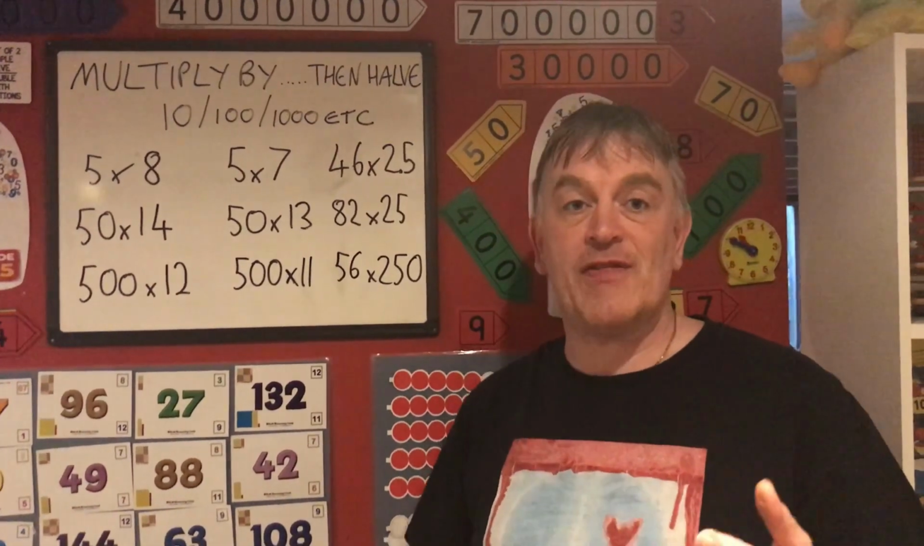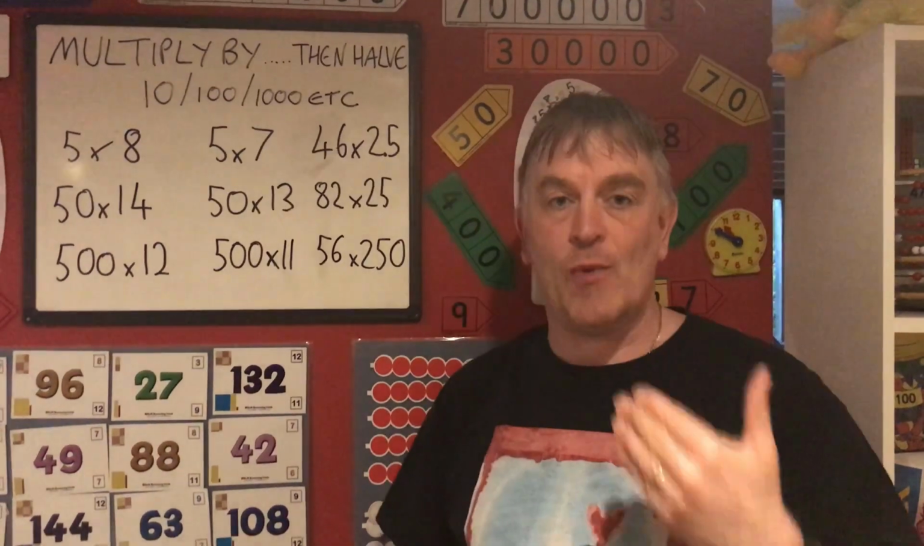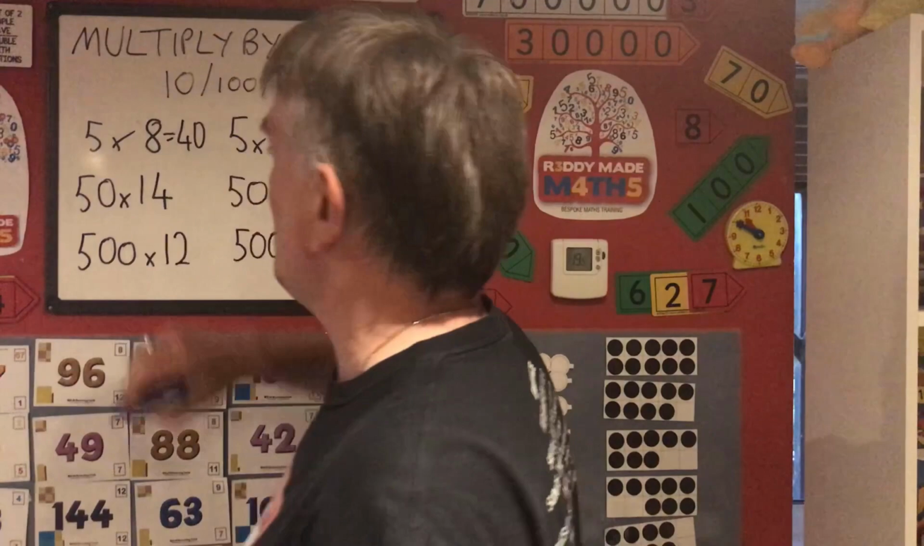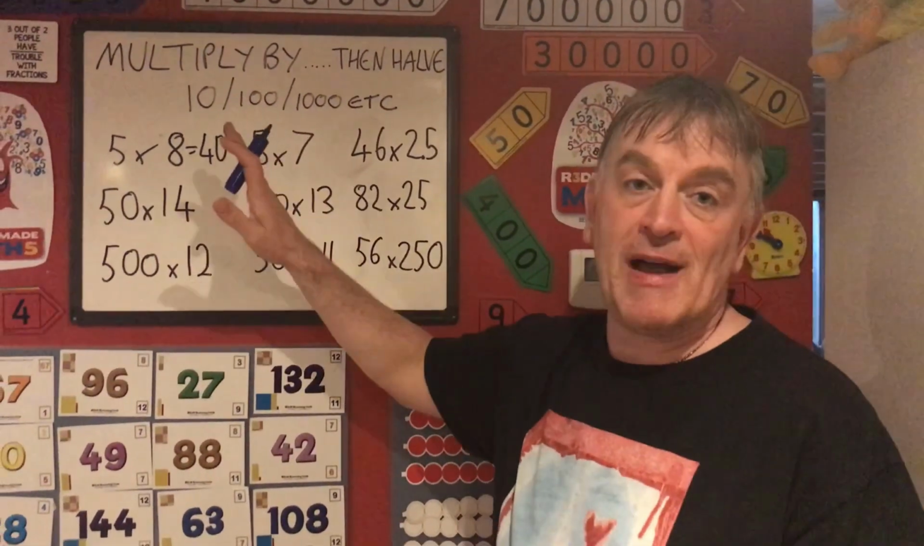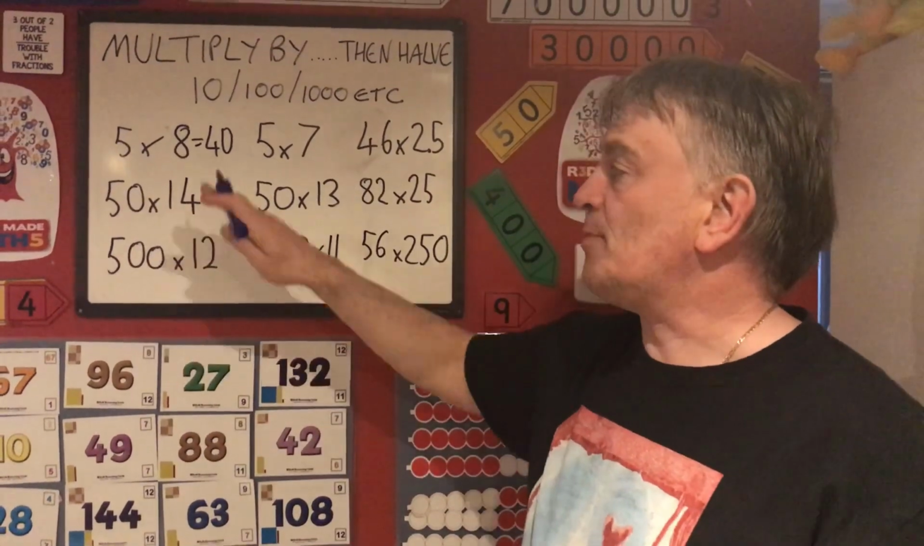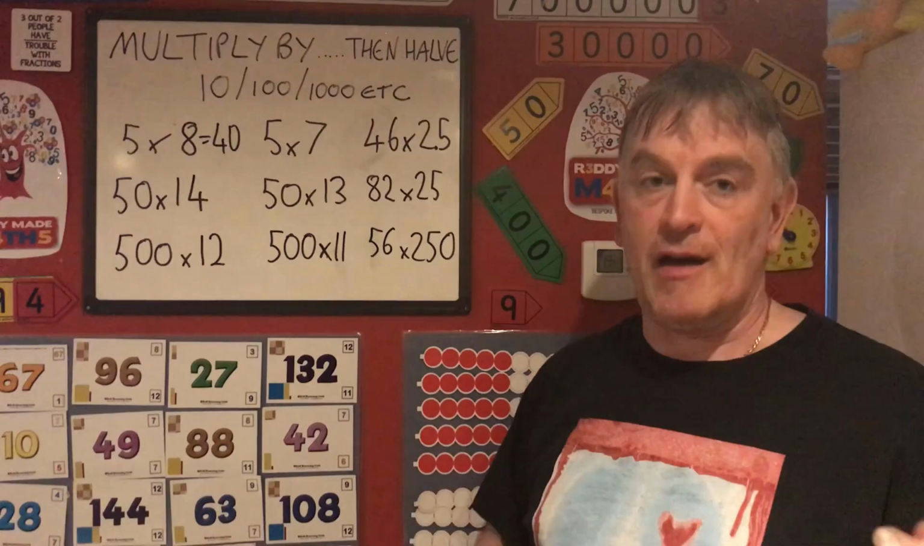So we start off with 10 times 8. 10 times 8 is 80. And if we halve that, we then get the answer of 40. So actually, multiplying by 5 is exactly the same as multiplying by 10 and halving. In a similar way, multiplying by 50 is exactly the same as multiplying by 100 and halving.